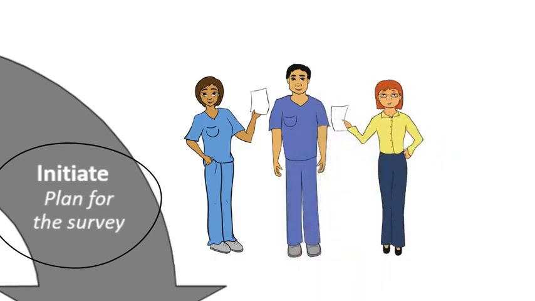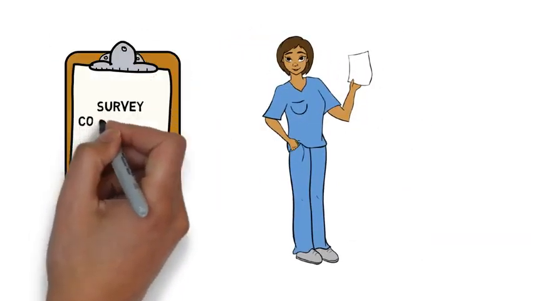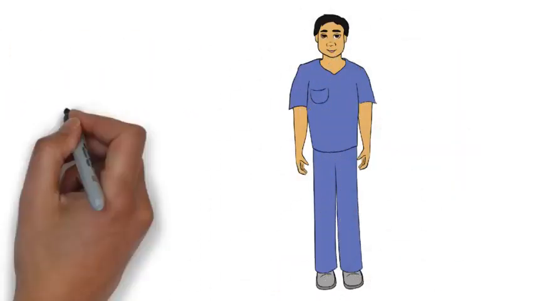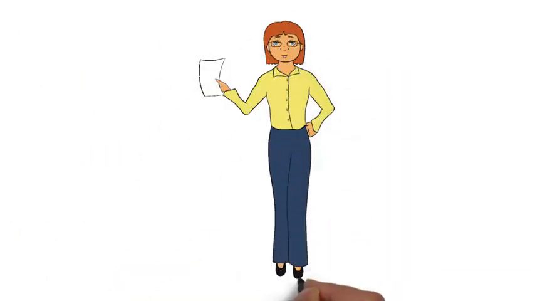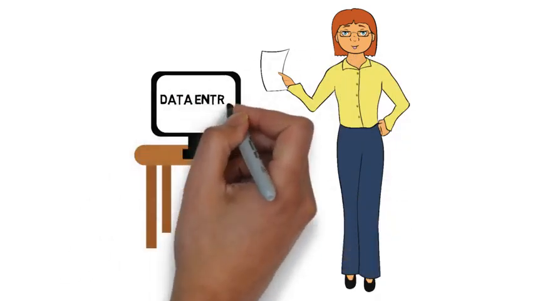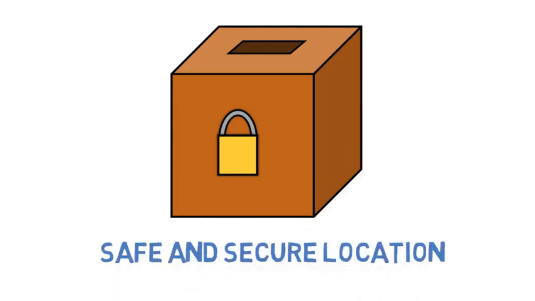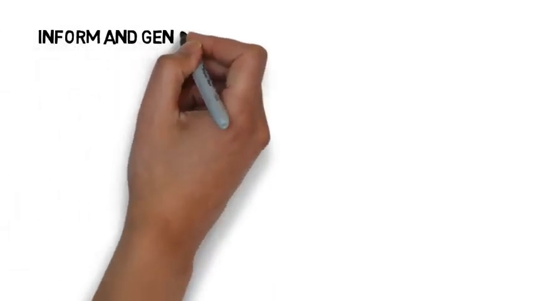To get started, we recommend establishing a survey team to help you conduct the survey. This team should include a survey coordinator to oversee implementation of the survey, a survey champion to advertise and promote the survey widely, and a data entry lead to enter the data into the data collection and analytics tool and compile the results. As you prepare, make sure that you determine a safe and secure location for staff to submit their surveys. Now it's time to inform and generate excitement among your employees.